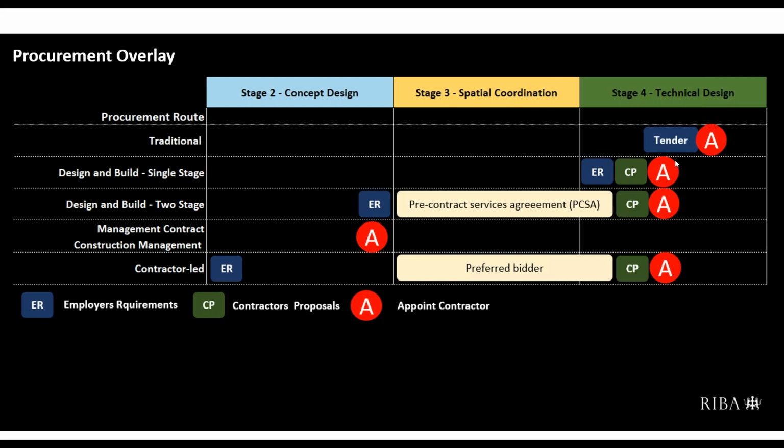Whereas on other routes, for example, 2-stage design and build, it's commonplace now to have a PCSA, a pre-contract services agreement, where things like piling and maybe even the design of the facade with a specialist contractor will take place before the contractor is actually appointed. So really important to understand how stage 4 plays out differently to different procurement routes.